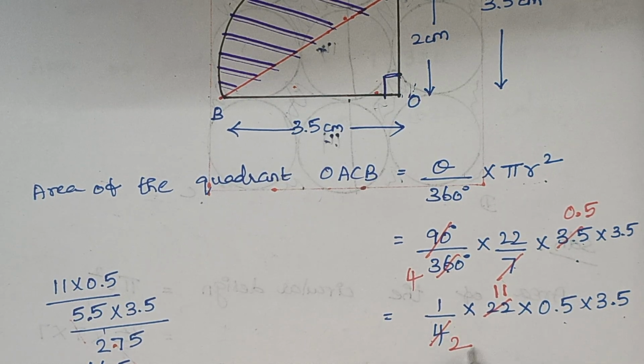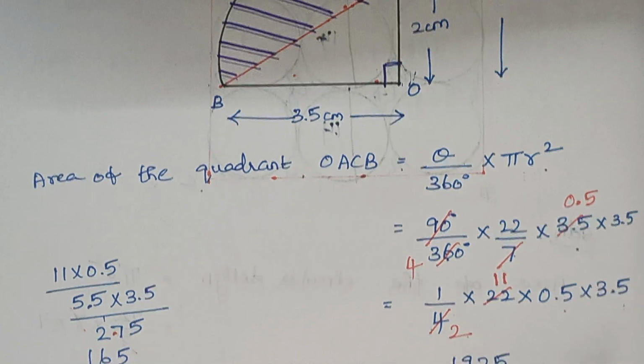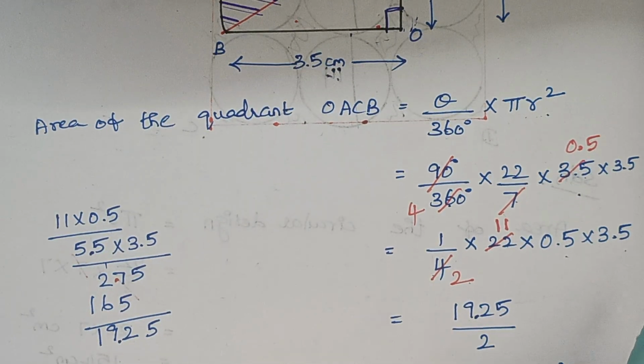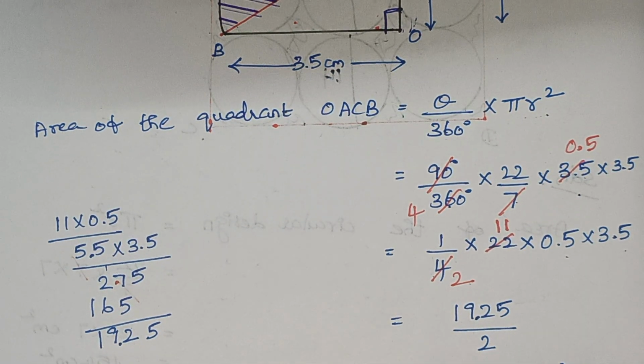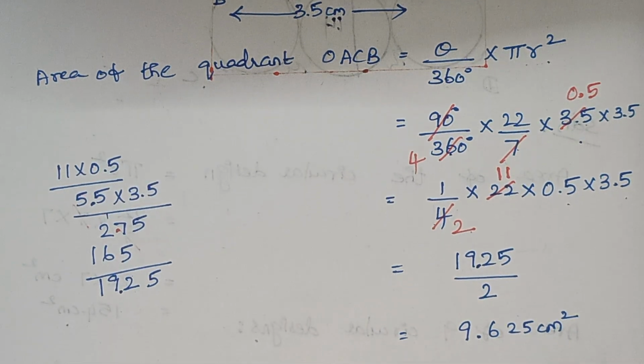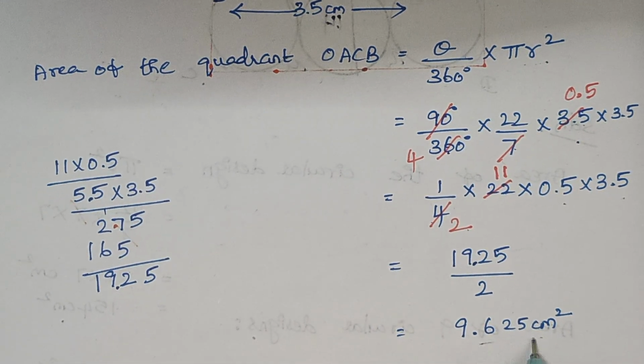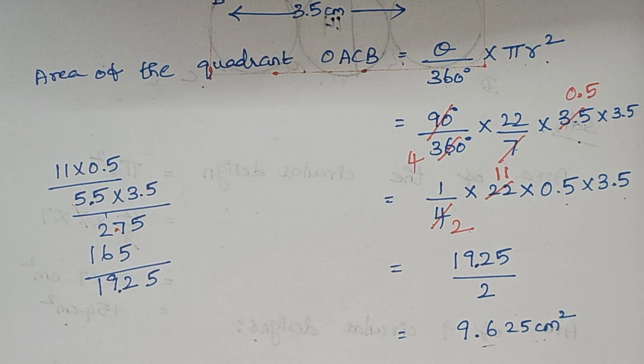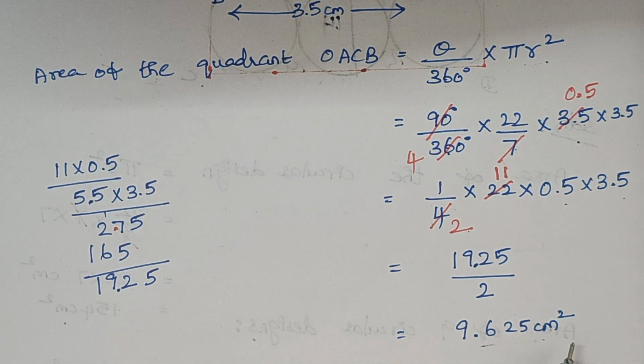Again this 4 and 22 cancel. And finally you see here I am having the value as 19.25 by 2. And once you solve, I am getting 9.625 centimeter square. Right, so this is the area of the quadrant.